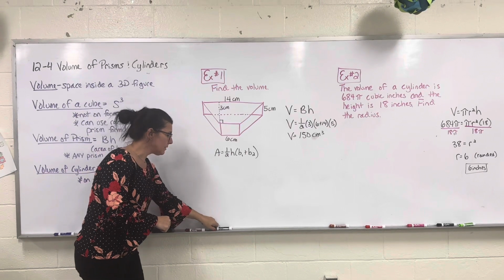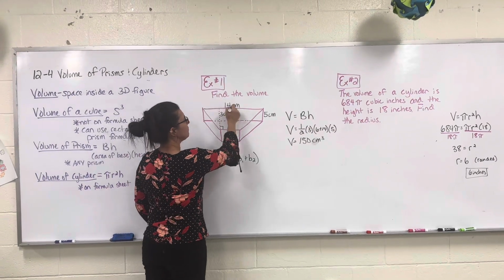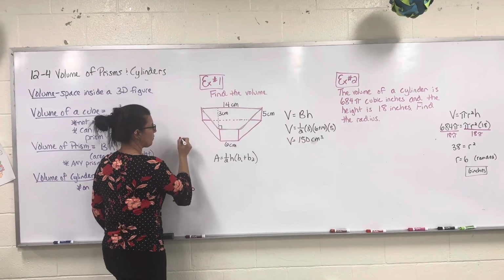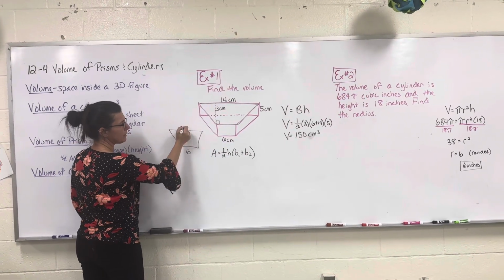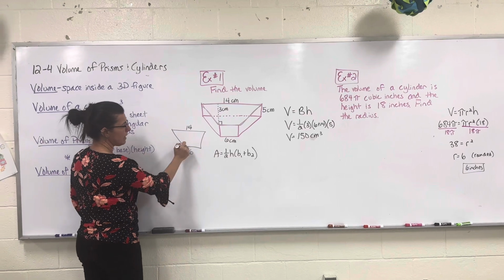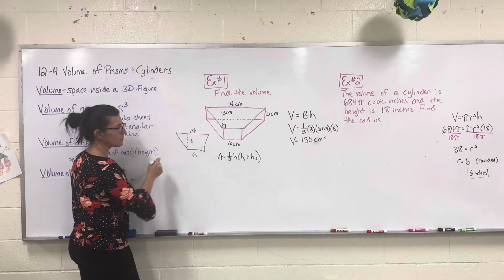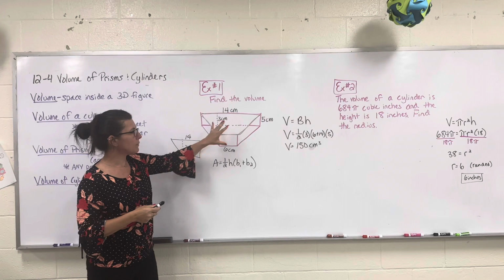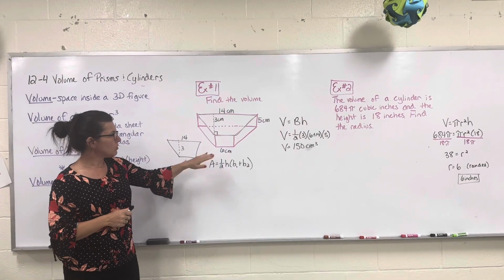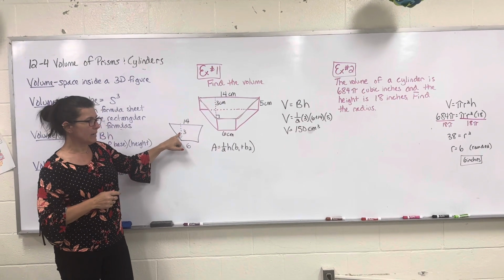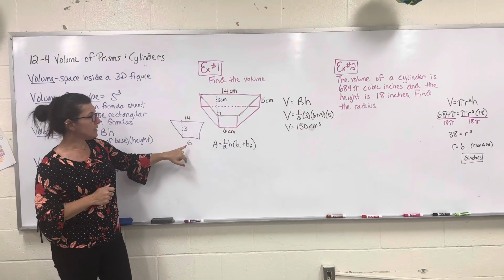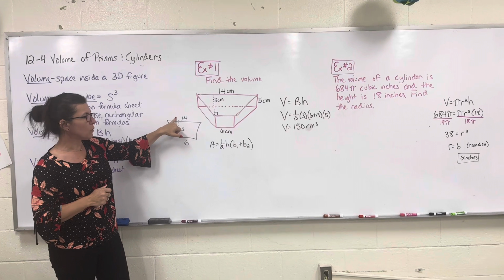So your base is going to be this trapezoid. And if I draw you a really quick sketch here, we have this base as 6, this base as 14, and the height of the figure is 3. So I just pulled that information off that 3D figure. So when I put this into my formula, 1/2, 3 is the height of my trapezoid, and then the sum of the bases, 6 and 14.